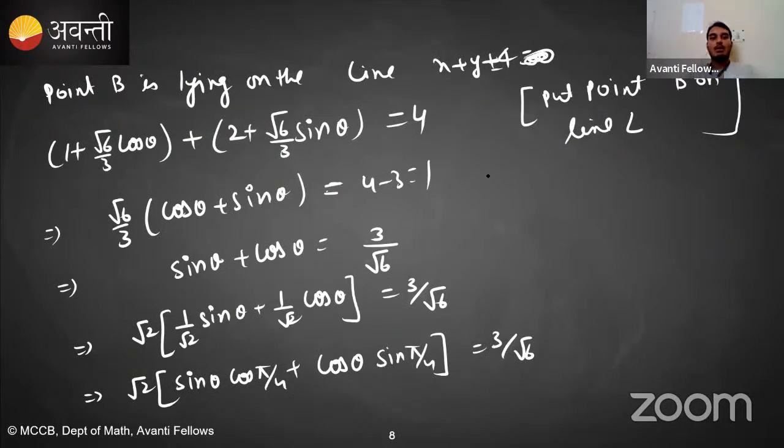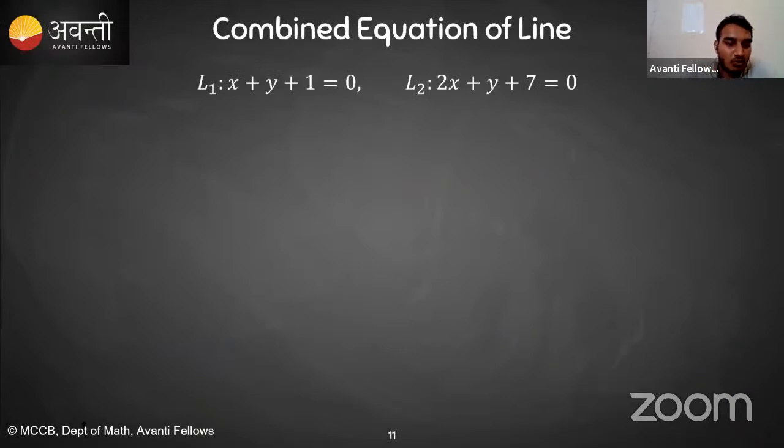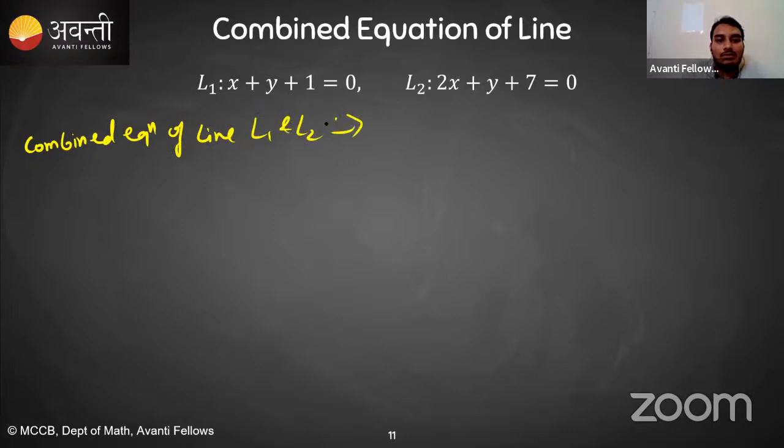So student, now let's talk about the pair of straight lines. When I say pair of straight lines, what does this mean? Let's say I have two lines, L1 is x plus y plus 1 equal to 0, L2 is 2x plus y plus 7 is equal to 0. So if I ask you the combined equation of line L1 and L2, kaise likhoge? You just simply write (x plus y plus 1) into (2x plus y plus 7) is equal to 0.